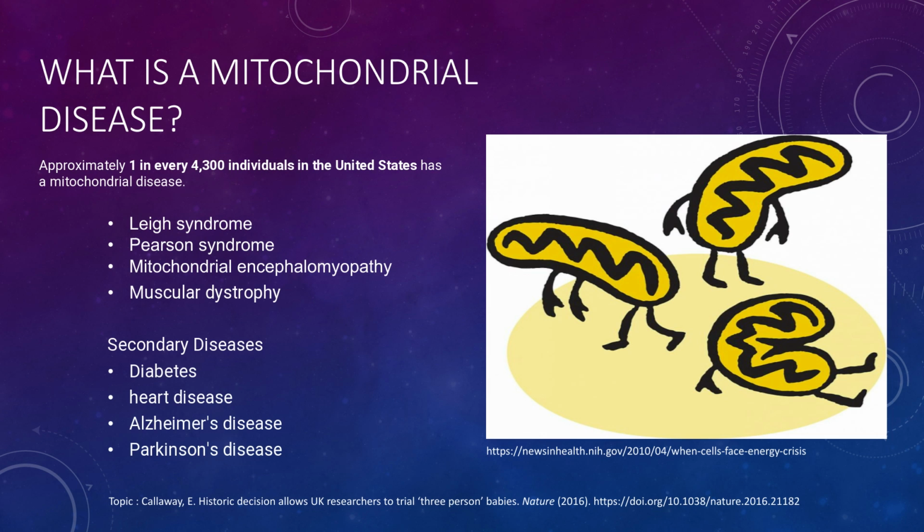Approximately 1 in every 4,300 individuals in the United States have a mitochondrial disease. Inherited mitochondrial DNA mutations are transmitted maternally, and preventing transmission of these diseases is a priority for families. Some of the most common diseases related to a mitochondrial defect include Leigh syndrome, Pearson syndrome, and mitochondrial encephalomyopathy. However, there are also secondary illnesses that can arise with improperly functioning mitochondria. These can include diabetes, heart disease, Alzheimer's disease, Parkinson's disease, and muscular dystrophy, to name a few.